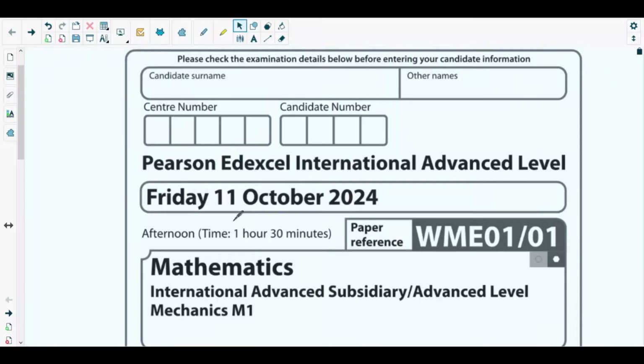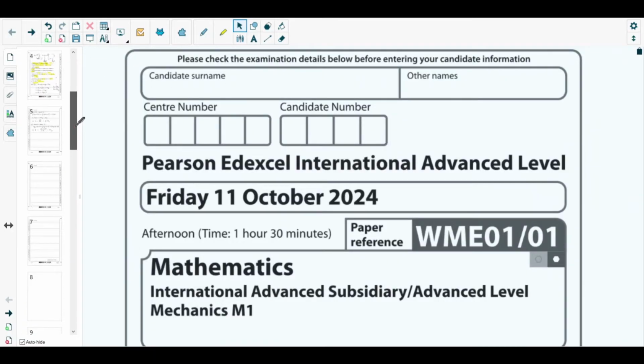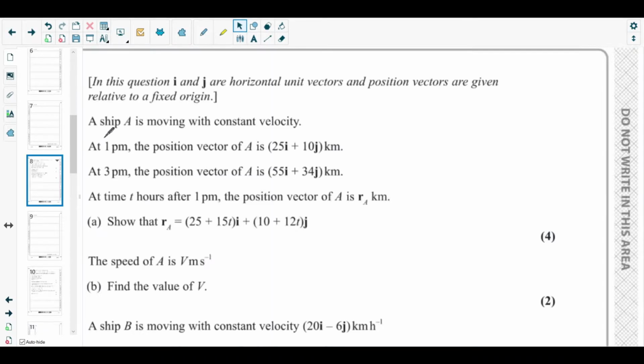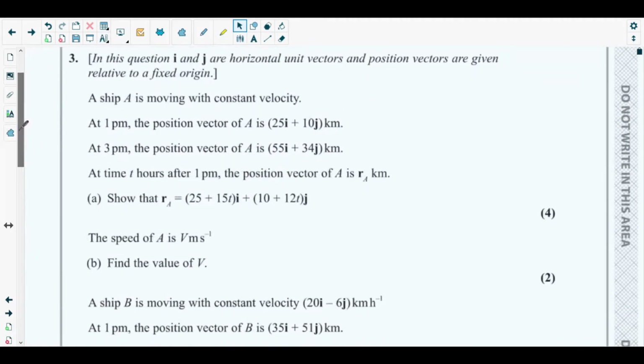In this video, we will be solving the third question from the most recent past paper of Mechanics 1, which is the October 2024 paper. You can see question number 3 on the screen. The concepts behind it are from vectors, which is discussed in chapter 3 of your Mechanics 1 textbook.